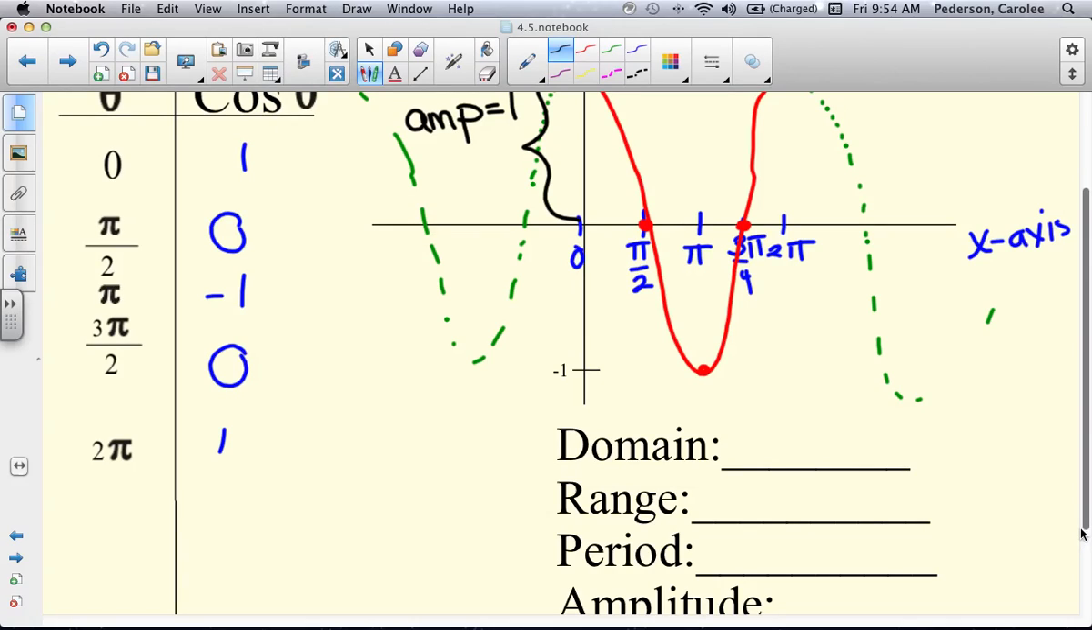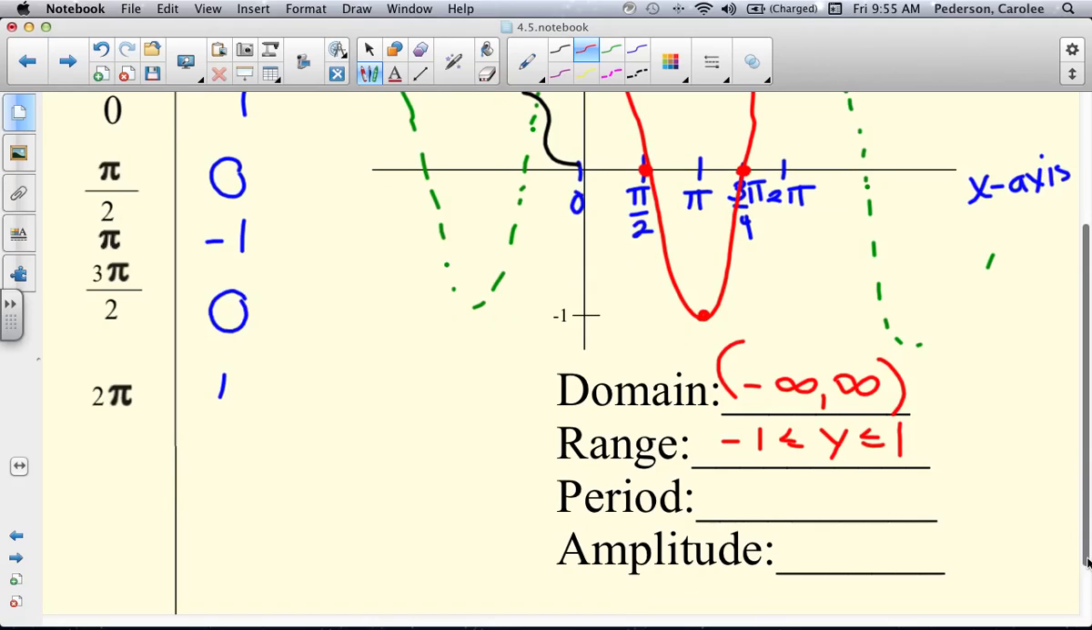All right, the domain. What is the domain? Any restrictions on the domain? Nope, same as the cosine or sine function. So again, negative infinity to infinity. What about the range? Very good. Negative 1 to 1. Period. Same distance, length of 2 pi, and the height is 1. All right. Those are our 2 parent functions.